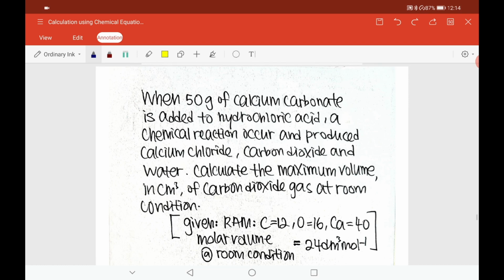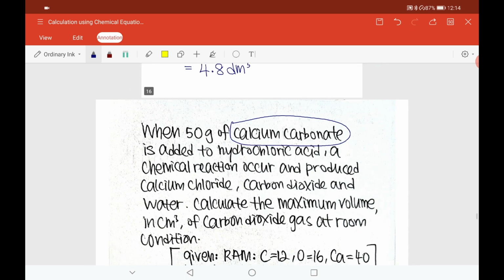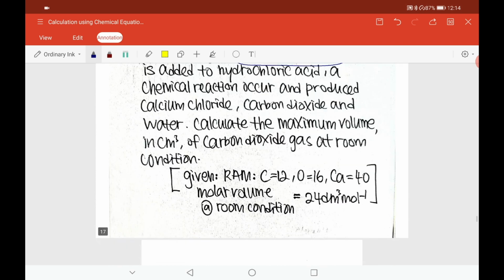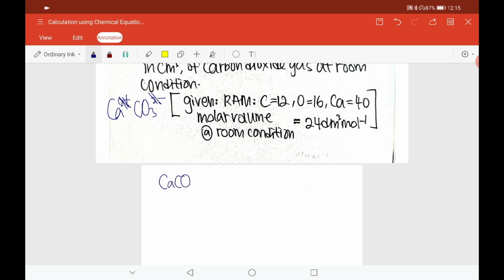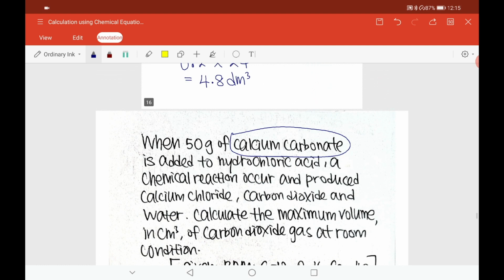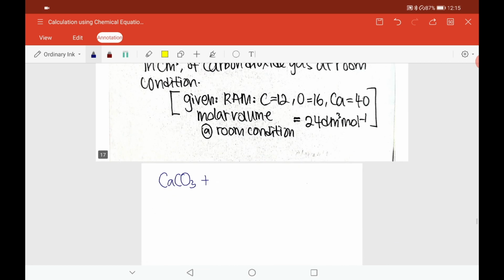So we have calcium carbonate. How to get the formula? We can predict the formula using the charge. Calcium is Ca2+, carbonate is CO3 2-. They have same charge. We cancel the charge, stick together, we get CaCO3. CaCO3 is the formula for calcium carbonate. So calcium carbonate react with the next one, hydrochloric acid. The formula is HCl.